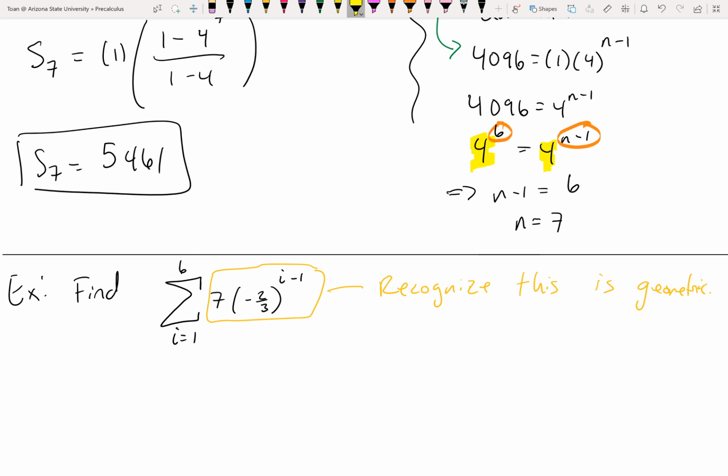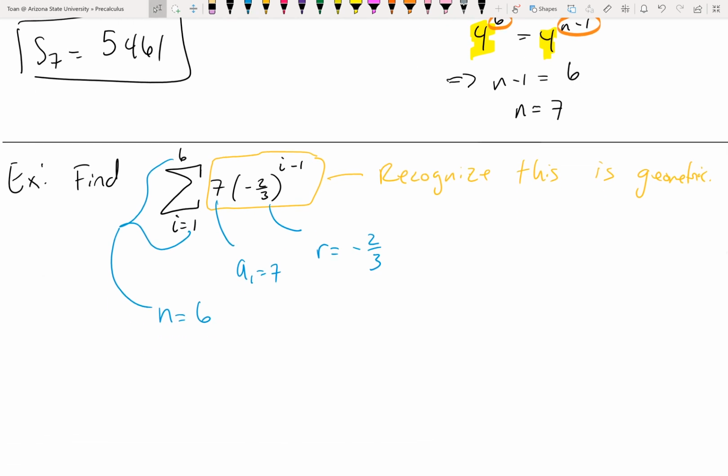Because it fits that pattern, right? Some number times an r raised to, in this case, i minus 1 instead of n minus 1, but it's just a variable. So because I recognize that it's geometric, I don't have to do it one by one by one. We have a formula for it, right? From here, I hope we can read that the first term is 7, the r is negative 2/3, and these two pieces of information together tell me n is 6. So we can actually bypass brute force evaluation of sigmas and just use the sum formula because we know that this is a sum.